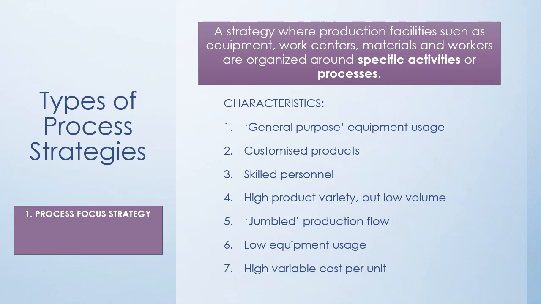Okay, the first type of process strategy is called as process focus strategy. So we are now going to see what is meant by process focus strategy. So it is a strategy where production facilities such as equipment, work centers, materials, and workers are organized around specific activities or processes. So in order to understand each type of process strategy, we are going to look at how facilities are arranged. Kita akan tengok macam mana facilities tu disusun. So cara facilities tu disusun menentukan jenis-jenis proses.